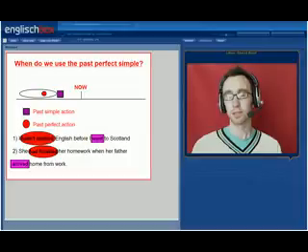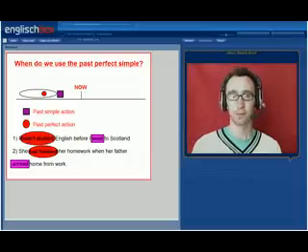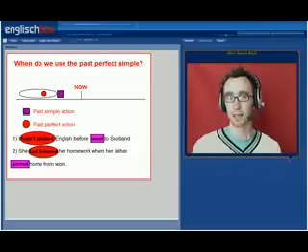So we use the past perfect simple to talk about actions which happened before another action in the past. For example, I hadn't studied English before I went to Scotland. The hadn't studied is the past perfect, and went is the past simple. The action of studying didn't happen before I went to Scotland.